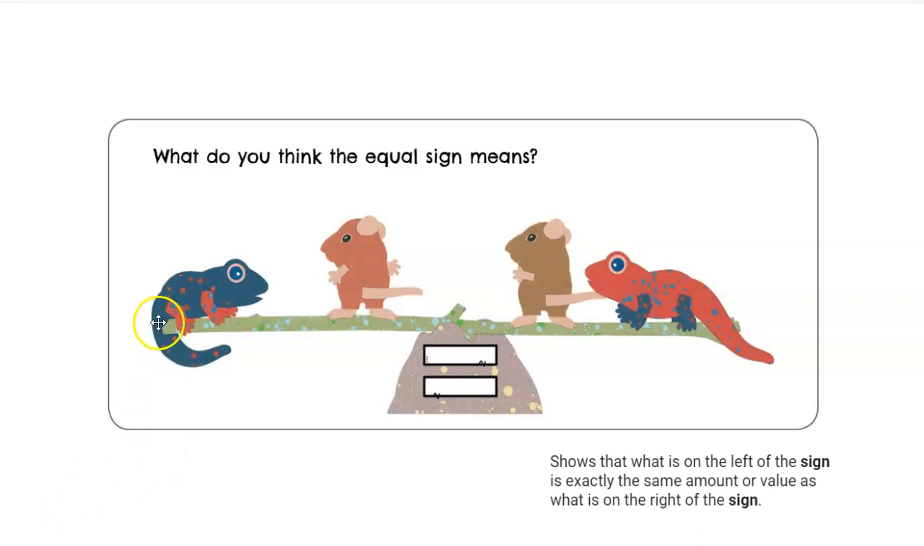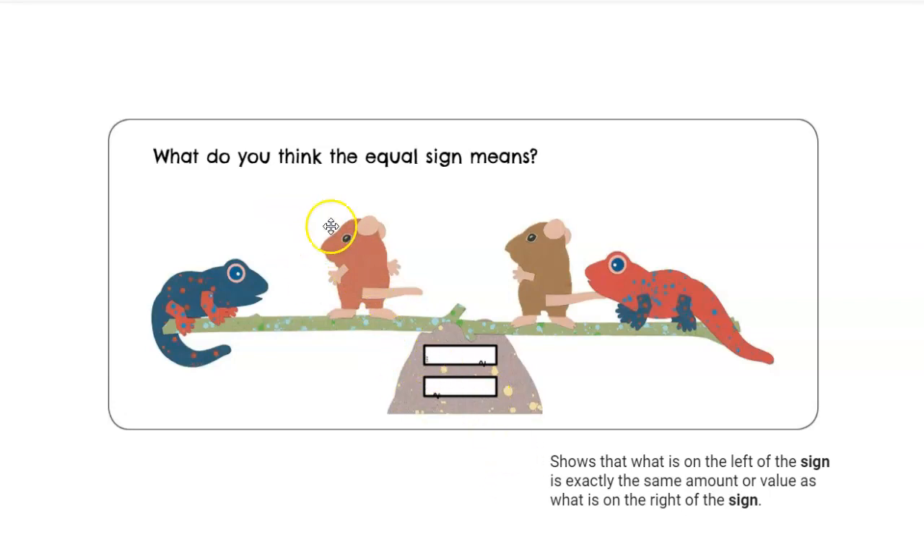If you notice, there's a salamander on the left side. There's a salamander on the right side. There's a mouse on the left side and a mouse on the right. So what could that mean? You're right, they're equal.